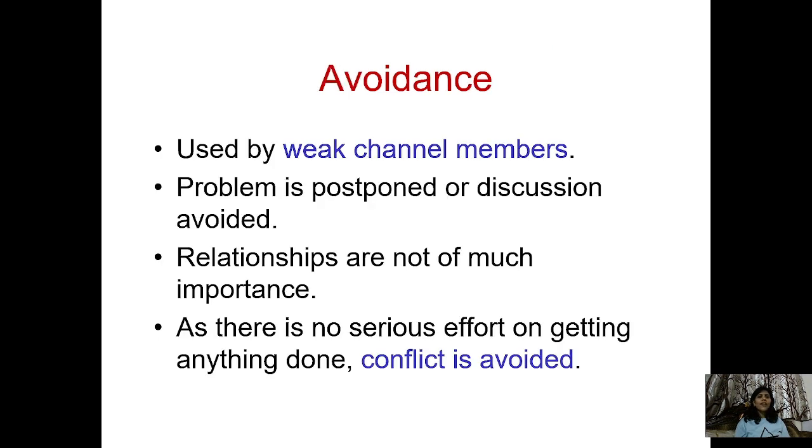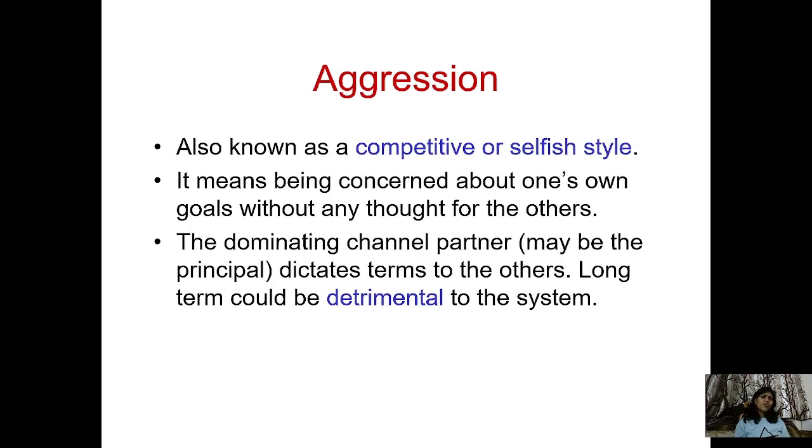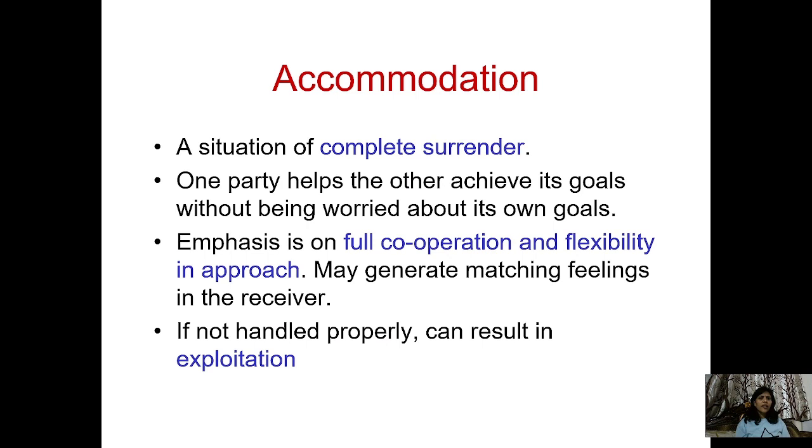Avoidance is used by a weak channel member. The problem is postponed or discussion is avoided, the relationship is not very important to them, so the conflict is avoided. Aggression is also known as the competitive or selfish style. It means being concerned about one's own goal without any thought for others. This is the dominating channel partner, who dictates terms to the others, so the long term may not be properly defined.